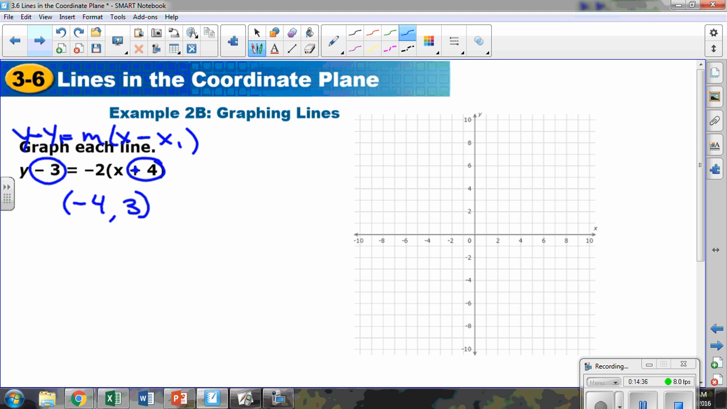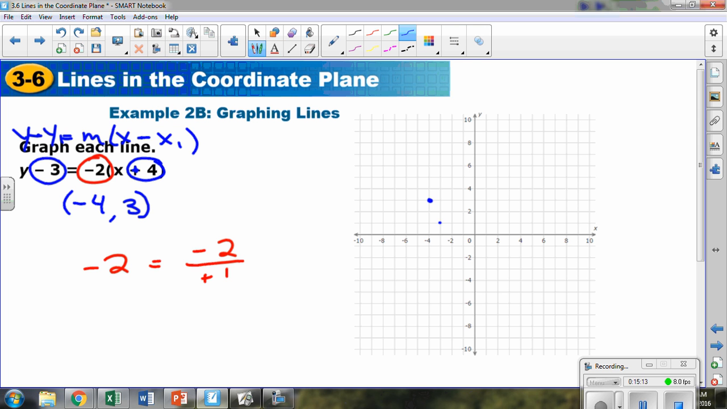Well, this is where we started them. We have the point -4, left 4, up 3. That's where we will begin. And now that we've got it, we'll just look at the slope. A slope of -2 on the fraction, that's -2 over +1. And so we can just count. It's rise over run, so this is saying down 2, right 1.